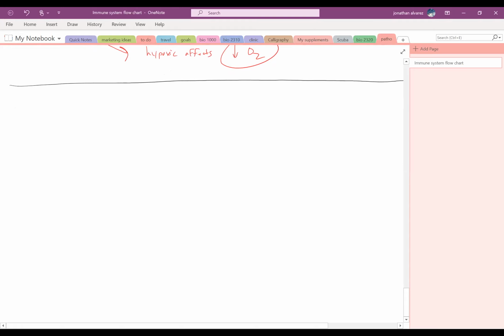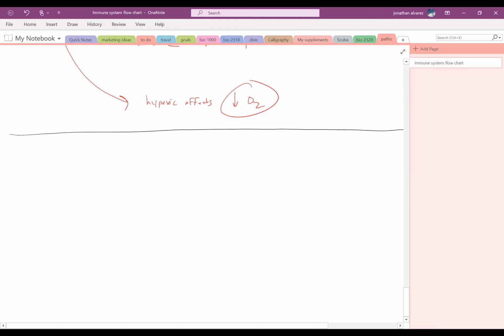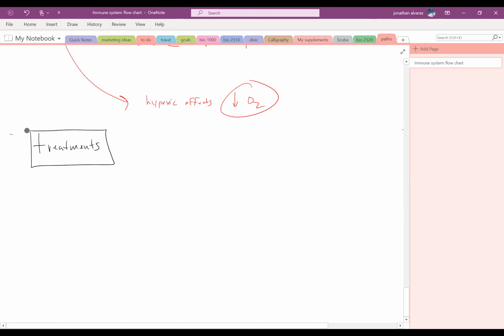Cardiac shock treatments. Okay, so treatments. First of all, these can be difficult to manage or to treat, and that is due to myocardial cell damage.